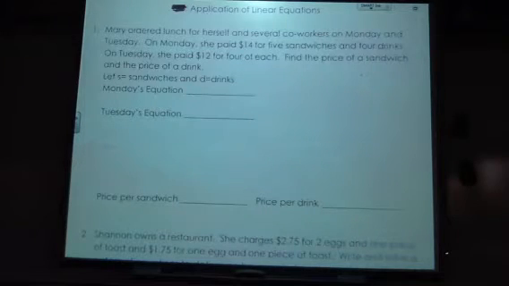Okay, guys, we're going to do a little extension today with Unit 5, dealing with word problems, application with linear equations. This is also your number theory, okay?